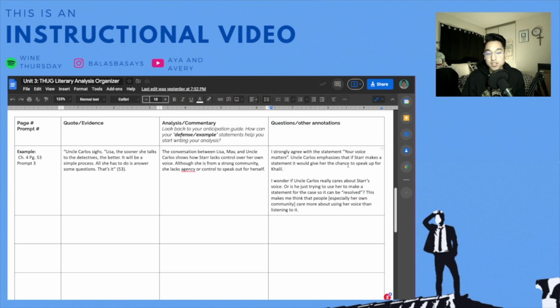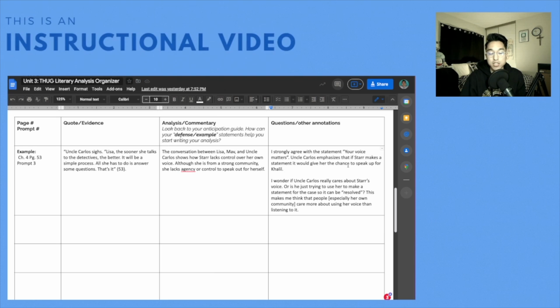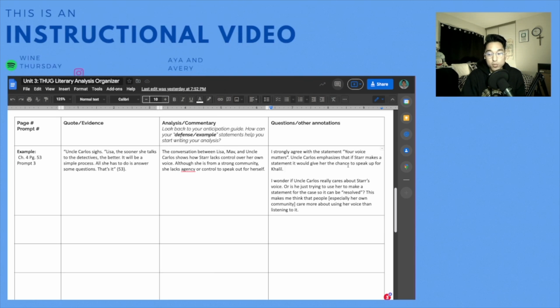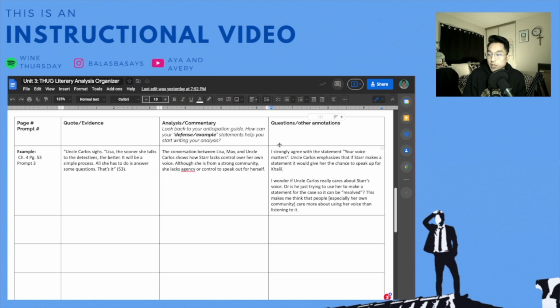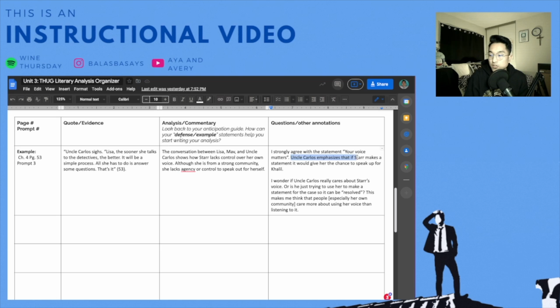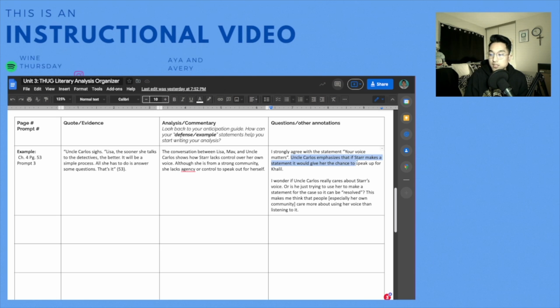These are just connections that I'm making to the book, things that I would like to share, or things that are on my mind that are helping me make sense of why I chose this quote, or maybe just other things I have to say about it. So I wrote, I strongly agree with this statement, your voice matters. Uncle Carlos emphasizes that if Star makes a statement, it would give her the chance to speak up for Khalil.